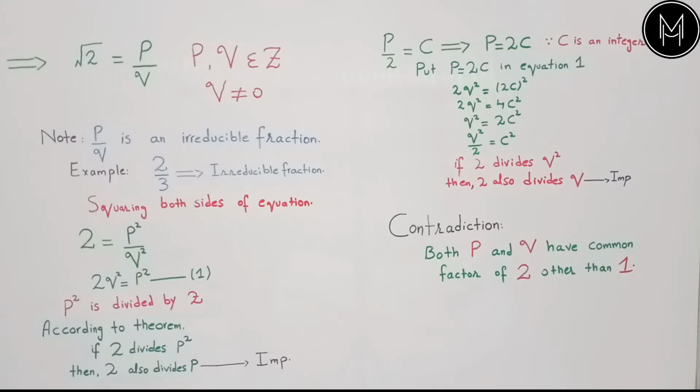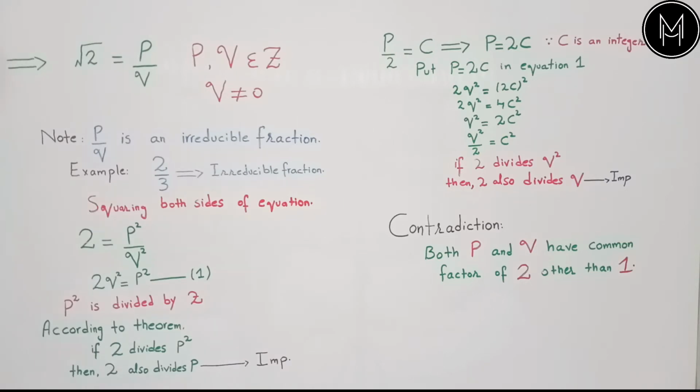The next step is to take the square of both sides of this equation to get rid of the square root. After squaring, we have 2 is equal to p square by q square. Now, we want to cancel this q square in the denominator, and for this purpose, we multiply q square on both sides of the equation. After multiplication we get 2q square is equal to p square, and that is our first equation.